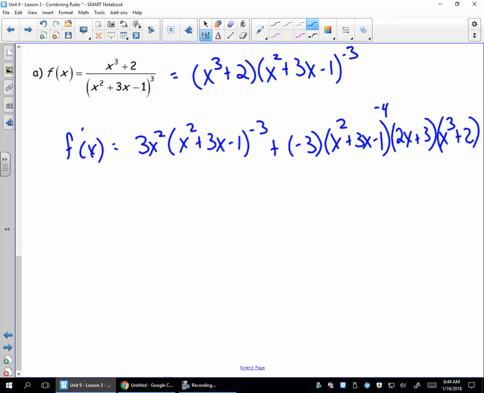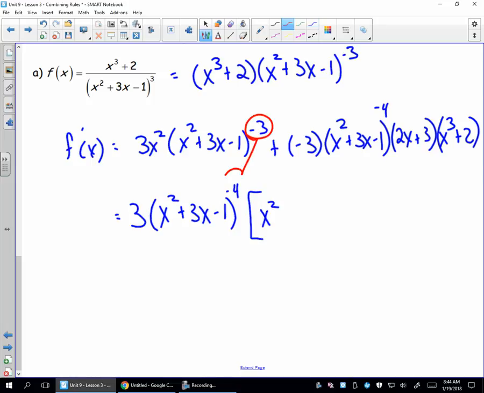Okay, so lots of parts and pieces. Hopefully you have some common things. We definitely have a 3 in common. We definitely have a bracket in common. What's smaller, -3 or -4? -4 is. What are we left with? An x squared. And if I have a -3 and I subtract -4, I'm left with a +1.